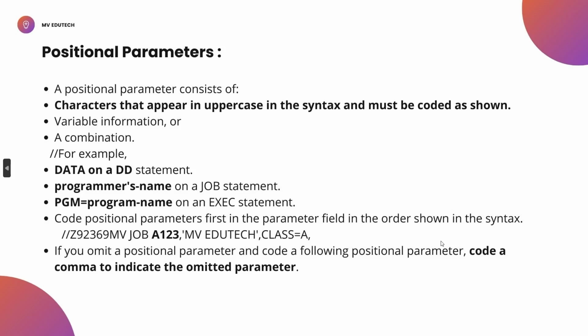After typing the comma, you give your programmer's name in between single quotations, like MV Edutech. Then you separate it with a comma again, and then CLASS=A. CLASS equals A means it is a keyword parameter. We'll discuss that in the keyword parameters.